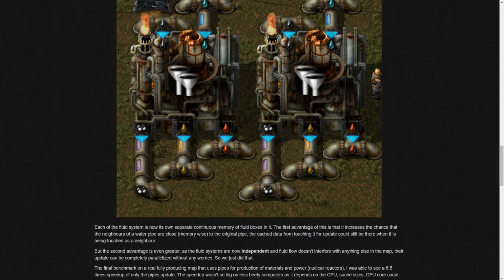Right. But the second advantage is even greater, as the fluid systems are now independent and fluid flow doesn't interfere with anything else in the map. Their update can be completely parallelized without any worries, so we just did that.